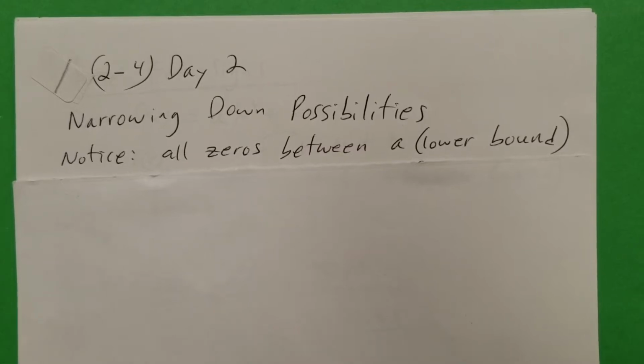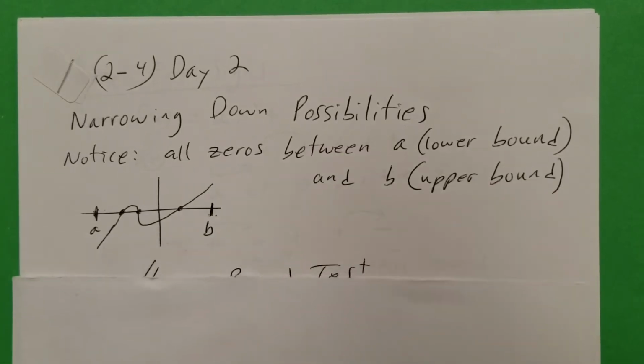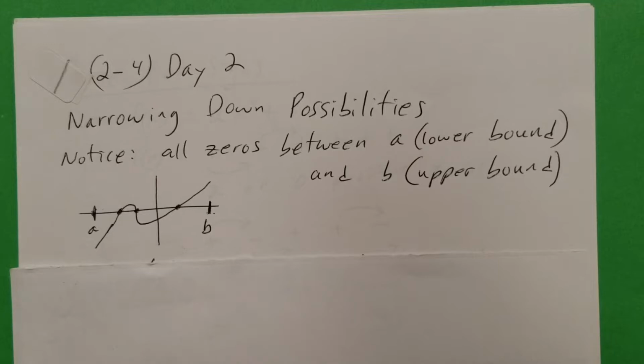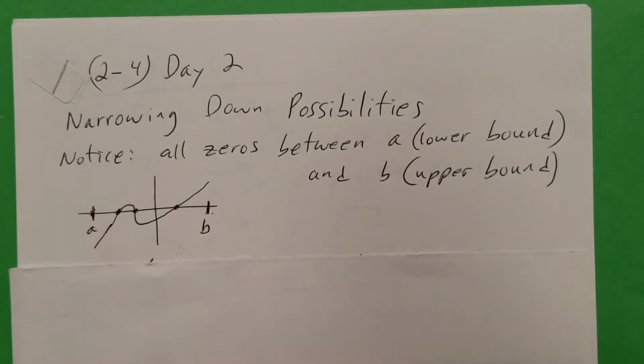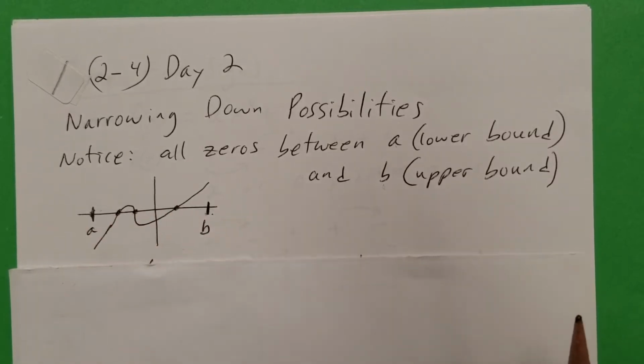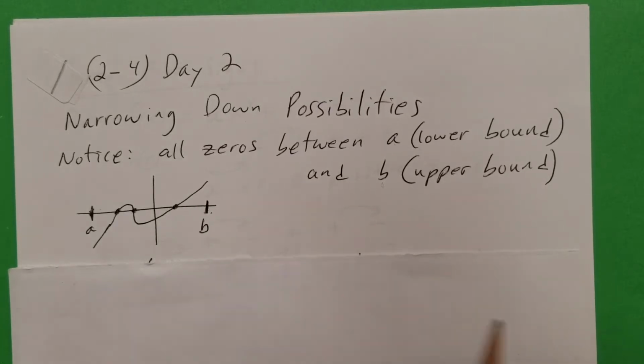So notice in this little graph here that all the zeros are between A and B, right? These are zeros, and they're between A and B, okay? Now, if that's true, then we call B the upper bound and A is the lower bound. So between the lower and upper, everything is in here.